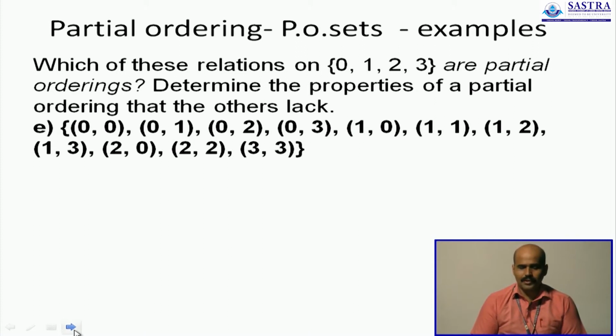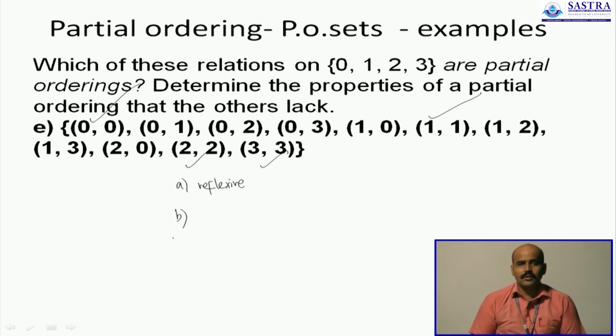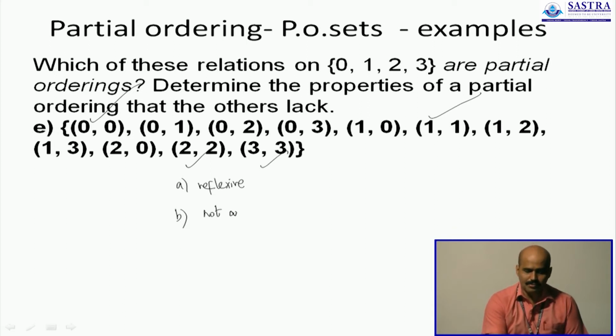One more example, we have 3, 6 and 11 pairs given to us. We have 0, 0, we have 1, 1, we have 2, 2, we have 3, 3. That makes the given relation a reflexive one. The relation is obviously reflexive. Next up, let's check the antisymmetric part, and you will see that it is not antisymmetric.